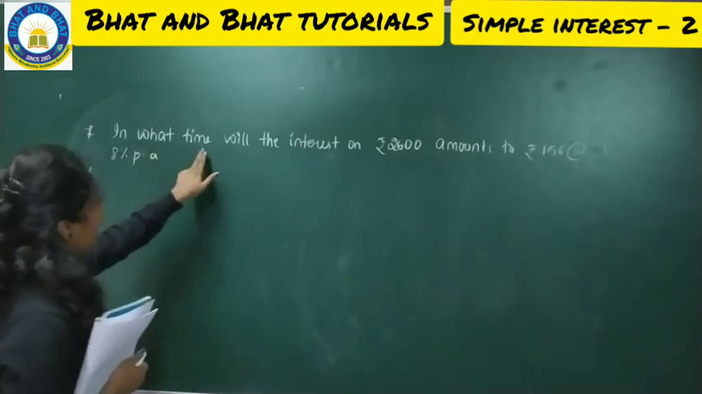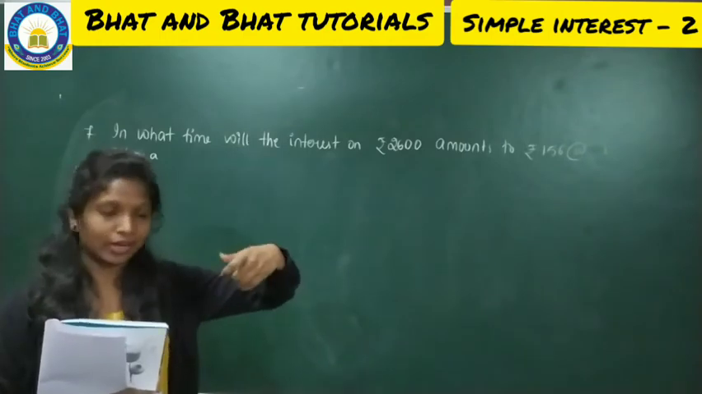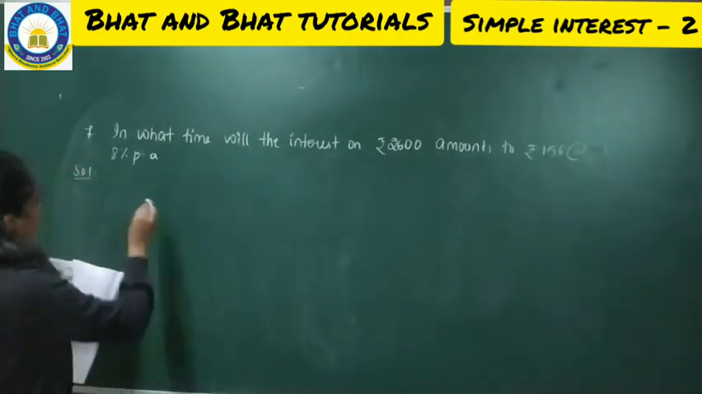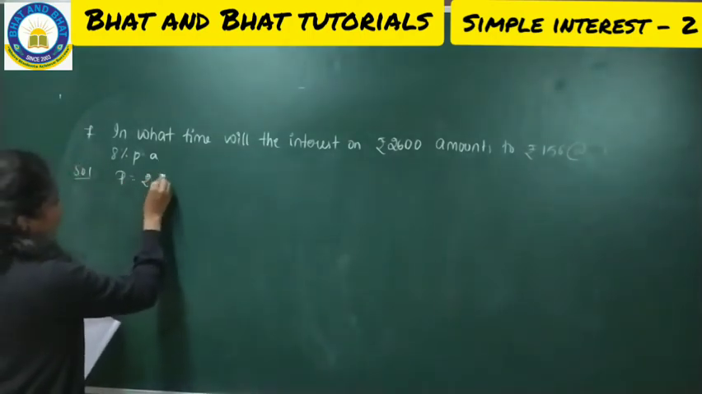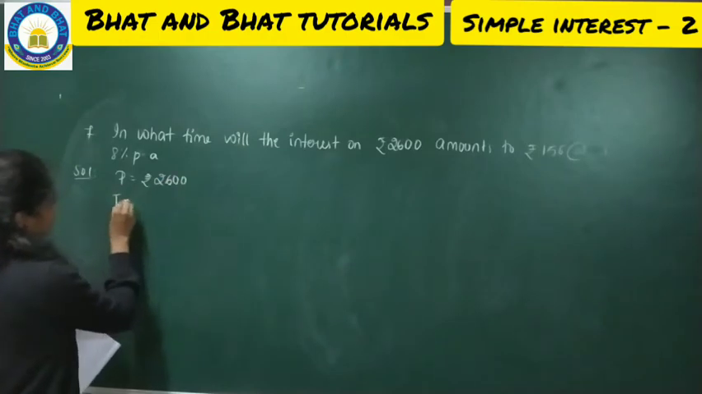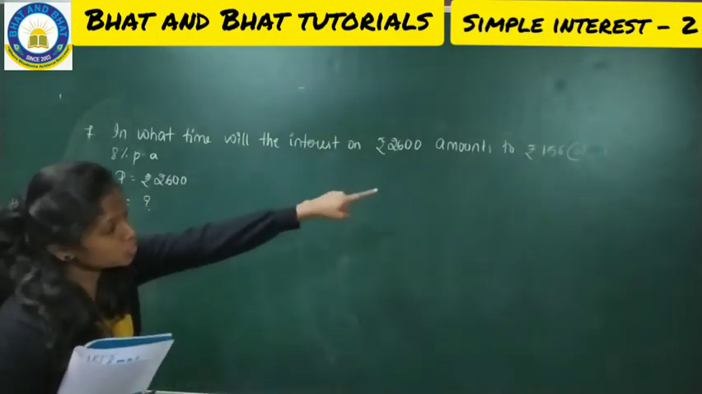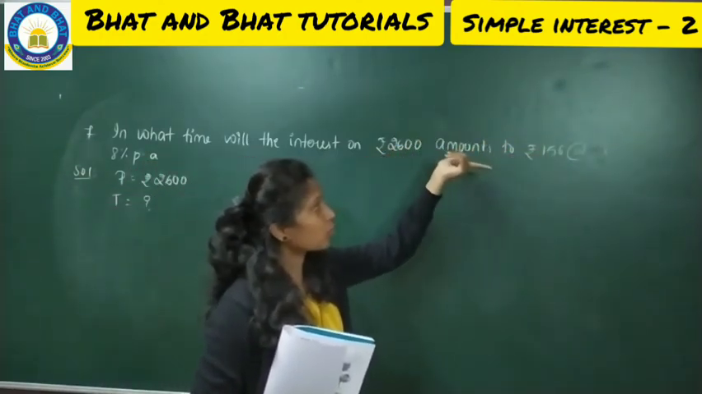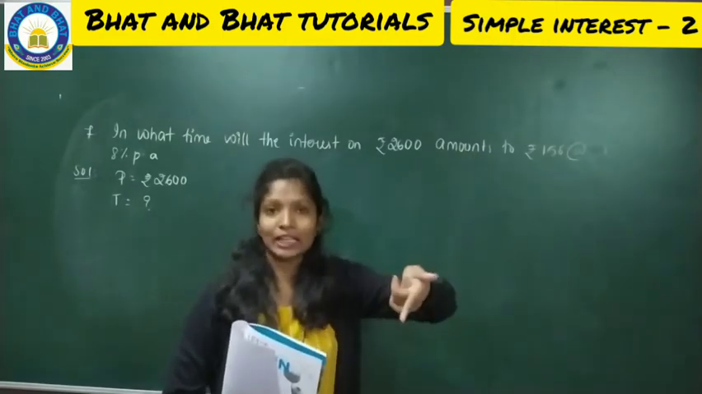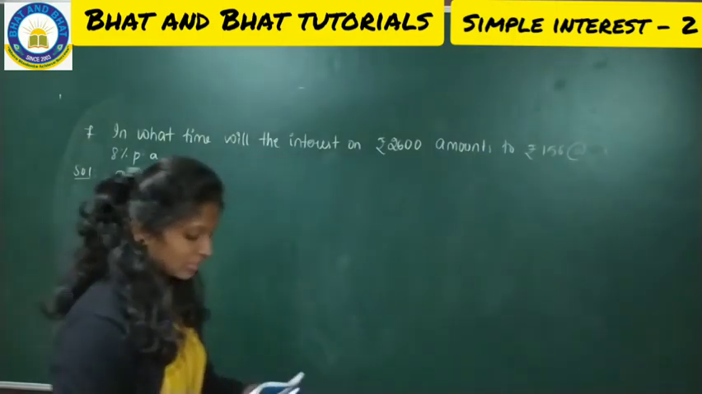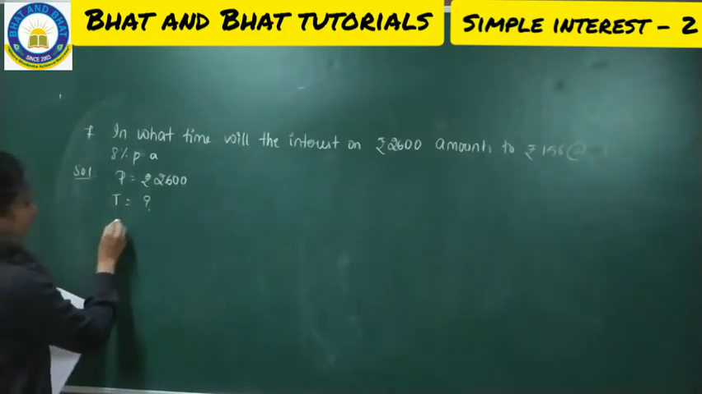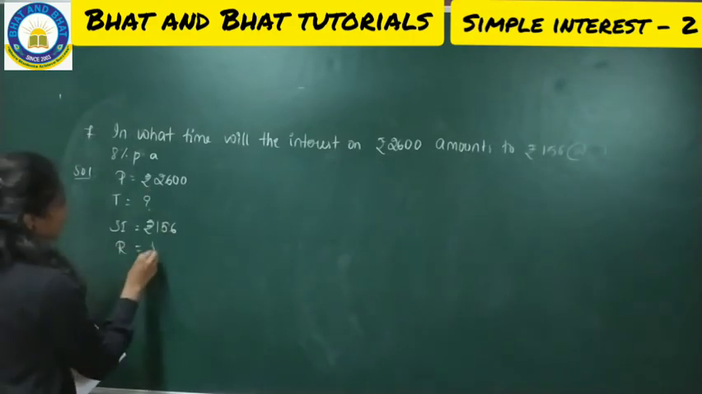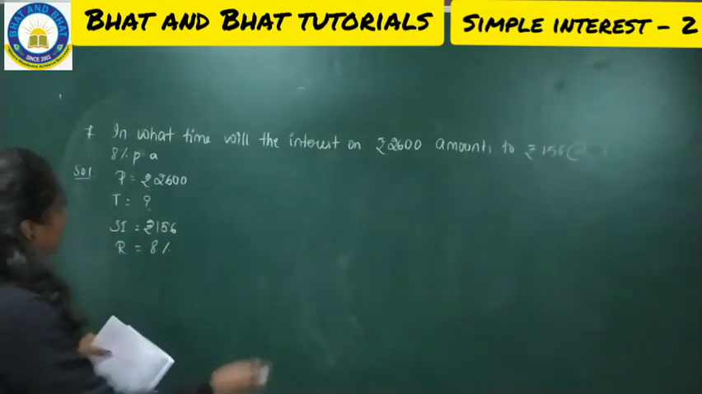See the question, at what time, that means you have to find the time, will the interest on 2,600. So 2,600 is your principal amount, rupees 2,600. You have to find the time and it amounts to 156. What is the meaning of amount? At the end you will get it, including the interest. That is the amount. So that amount that they have given, that is the interest, that is 156, and they have given you the rate 8%. So what is the info? We have to find T.